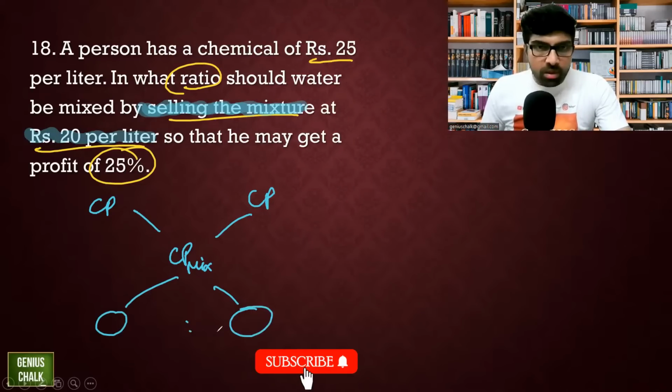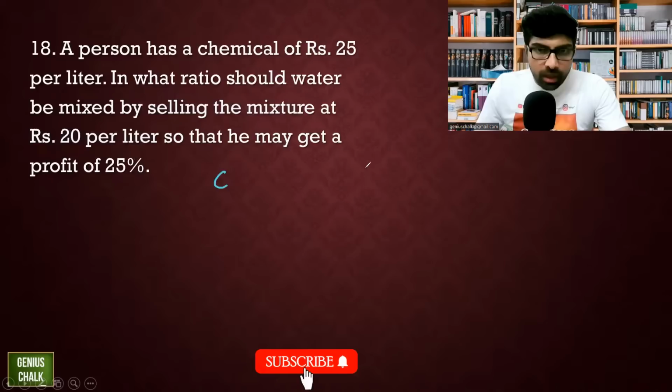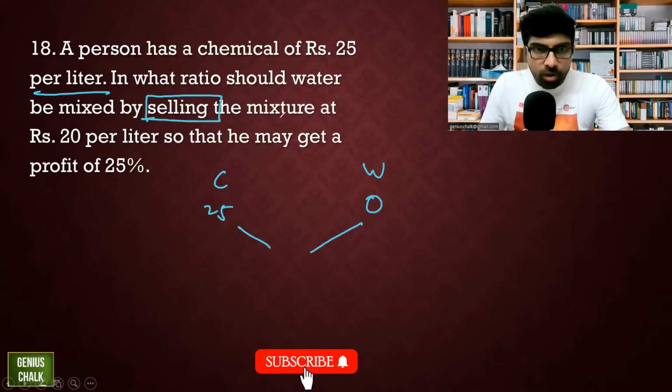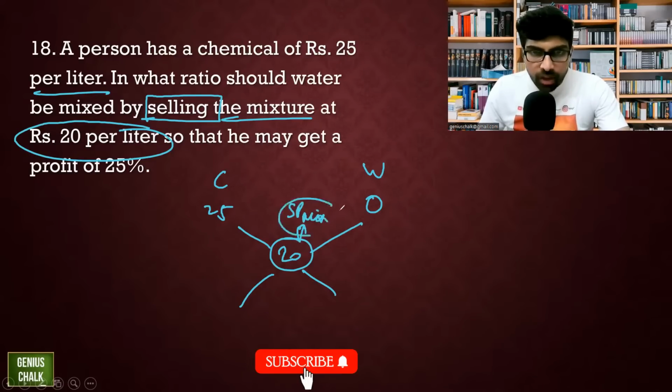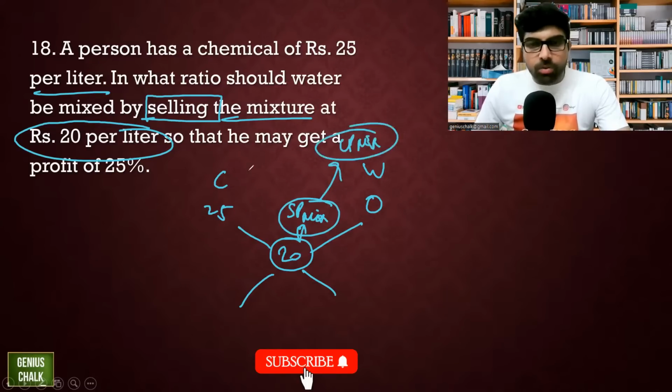Okay, let's apply this. First it is the chemical, then it's water. The chemical is 25 rupee per liter, fine. Next is 20 rupee per liter. Water is zero. The main problem in this question is that the selling price of the mixture is given as 20 rupee per liter, so you can't write 20 here. This is the most important point. Why? Because this is the selling price of the mixture and we need to find the cost price of the mixture. So we can't write this.